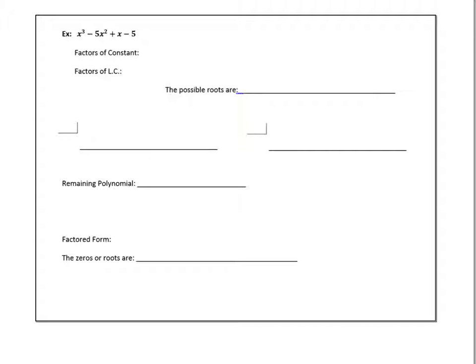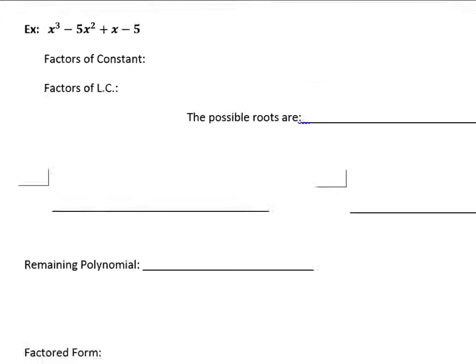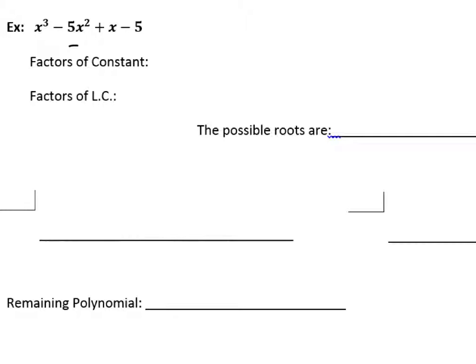You were finding factors of our constant, which was that negative 5. So that would be plus and minus 1 and plus and minus 5. The factors of the lead coefficient should have been plus and minus 1. So your possible roots would be plus and minus 1 and plus and minus 5. Alright, so hopefully you got that part correct.